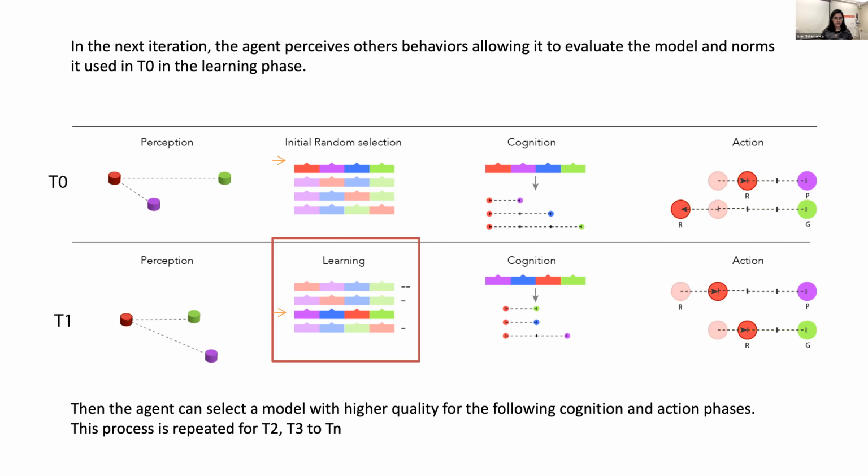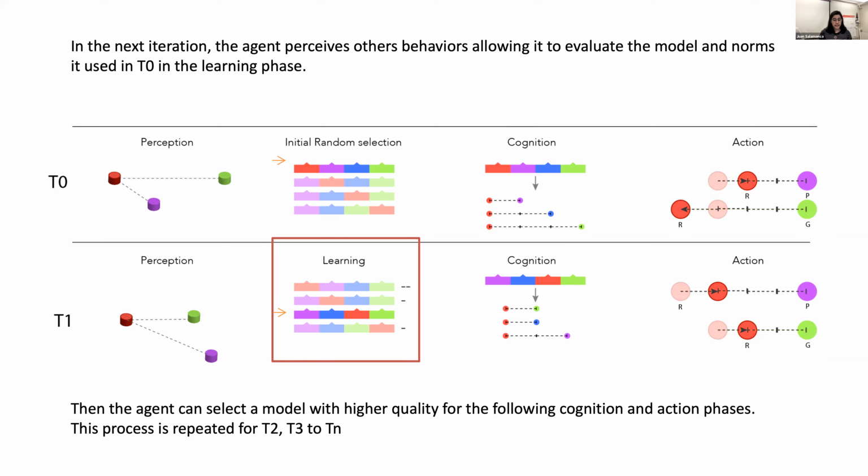So then the agent perceives the world again. And this perception allows the agent to evaluate the previous model it selected, by comparing the expected behavior to the actual movement of other agents. So if we see in the previous time step T0, the model suggested that violet was the closest color to red, and green was the furthest. However, when the agent moved, in the next time step, it discovered violet goes away and green comes closer.